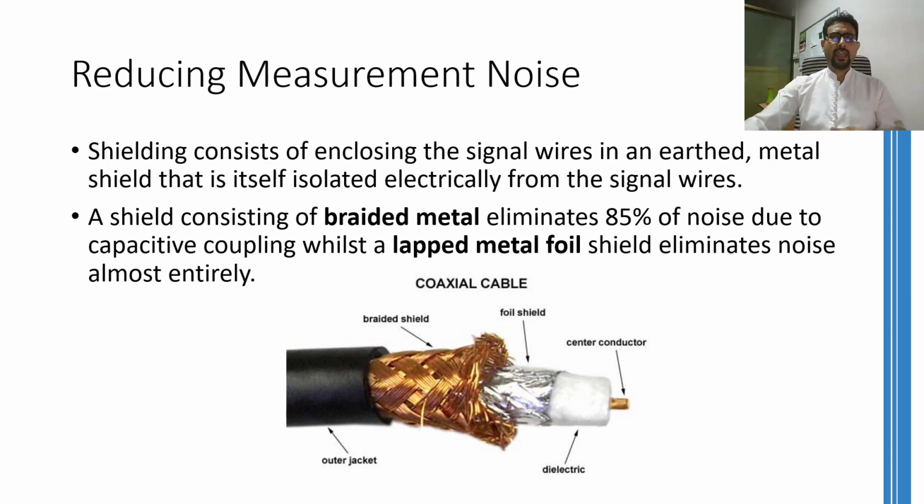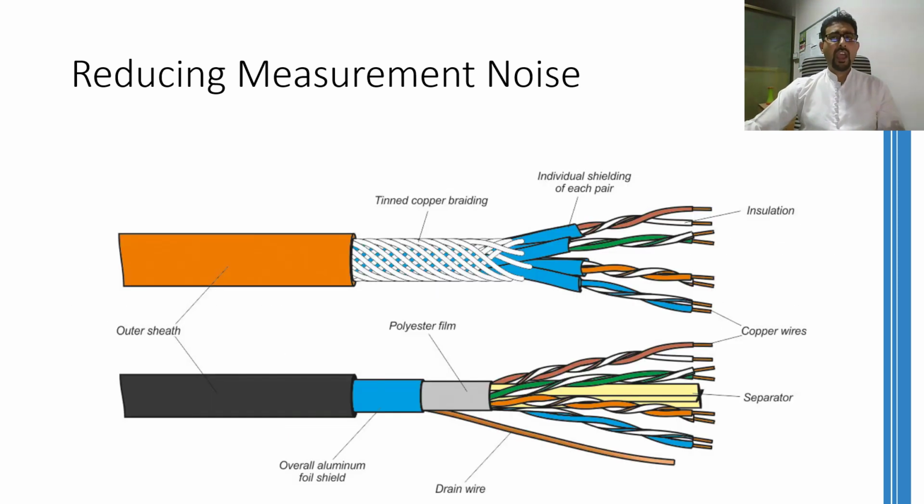It is established that the braided metal eliminates 85% of the noise due to capacitive coupling, whereas a lapped metal foil can eliminate it completely. So, a coaxial cable of lower quality will definitely have a braided metal shield, whereas an expensive cable will have both braided metal and lapped metal foil. And furthermore, inside these shields, normally a twisted pair cable is used so that any noise from electromagnetic field may also be eliminated.